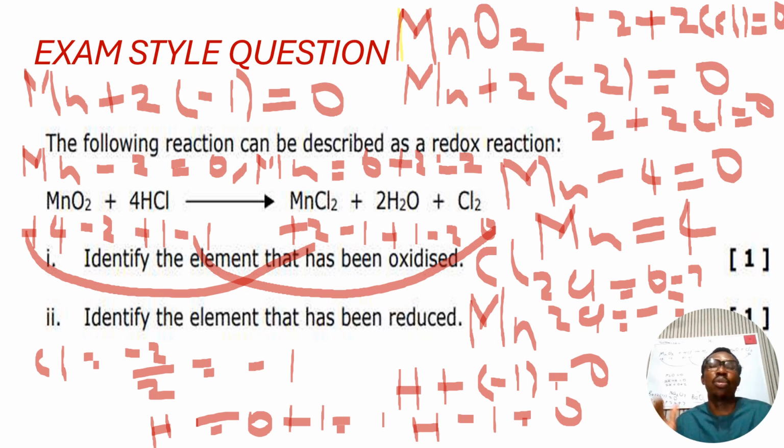Manganese changes from +4 to +2. That is a decrease in oxidation number, which is reduction. So manganese is reduced. Then chlorine changes from -1 to 0, which is an increase in oxidation number. So what happened is that chlorine has been oxidized. So it's as simple as A, B, C.